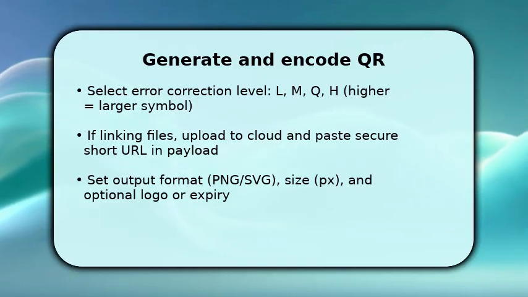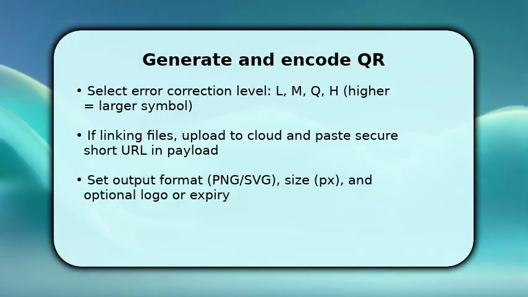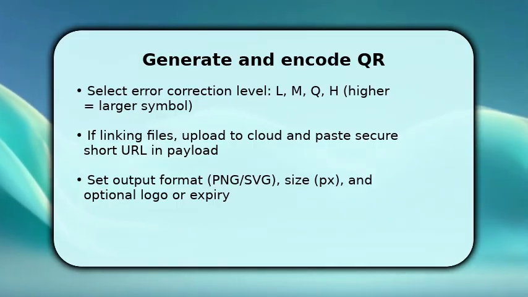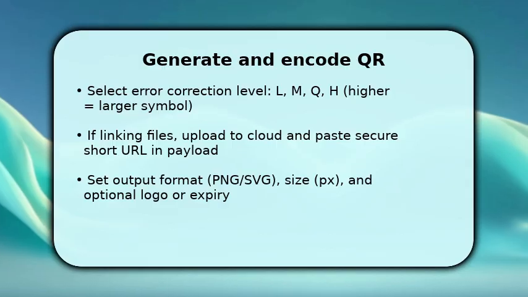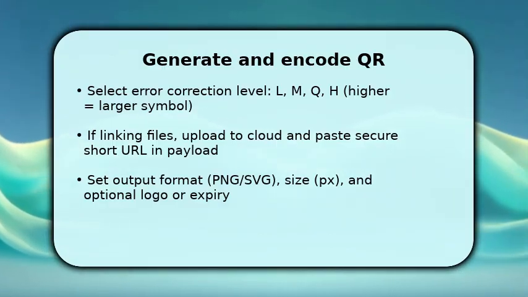If sending a file, upload it to cloud storage with access controls and paste the short HTTPS URL into the payload. Export the QR as PNG for images or SVG for scalability. Set a pixel size appropriate for printing or screens, and optionally embed a small logo while preserving scannability.